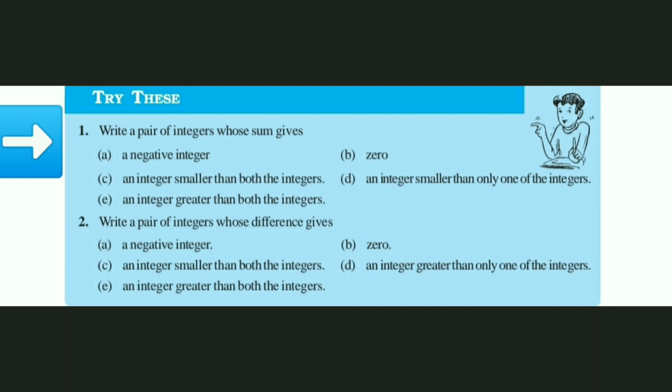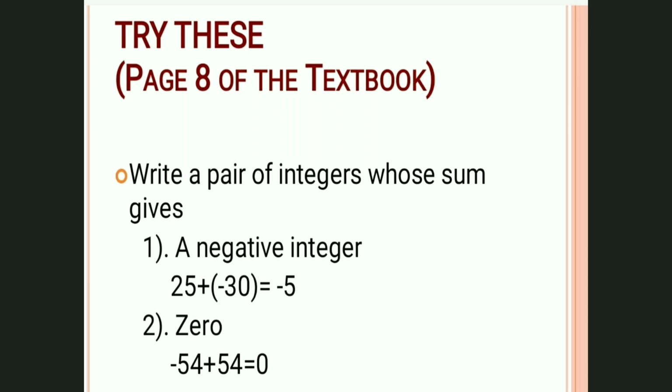Okay. The first one says, write a pair of integers whose sum gives a negative integer. It means here we have to write two such integers. When we add both of them, we should get a negative integer as our answer. So over here I have tried 25 plus -30. What is the answer?